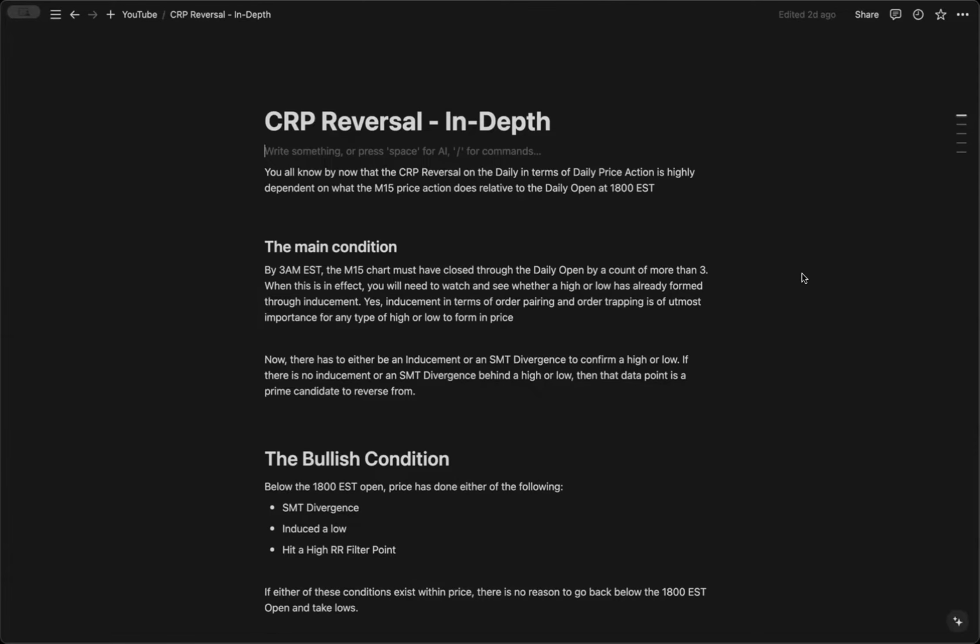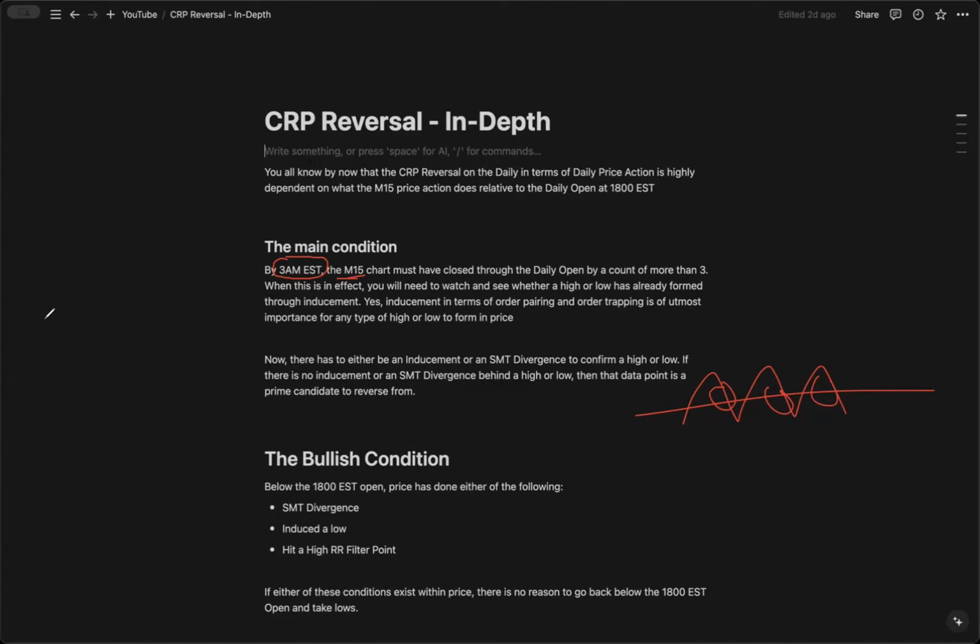All right. So now you all know by now that the CRP reversal on the daily, in terms of daily price action, is highly dependent on what the 15-minute price action does relative to the daily open at 6 p.m. Eastern Standard Time. Now, what is the main condition? The main condition is that by 3 a.m. Eastern Standard Time, the 15-minute chart must have closed through the daily open by a count of more than 3.